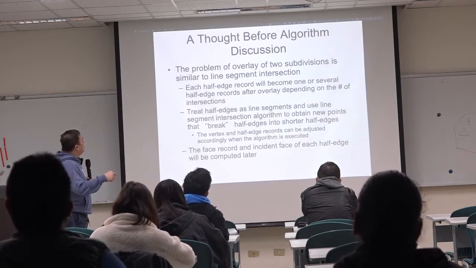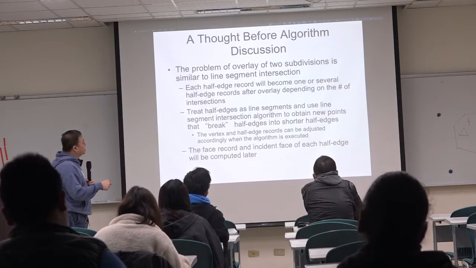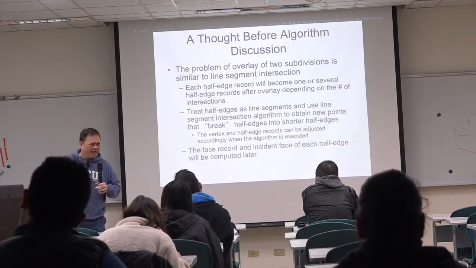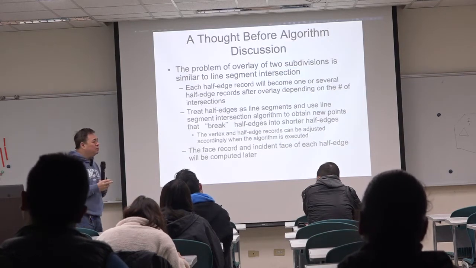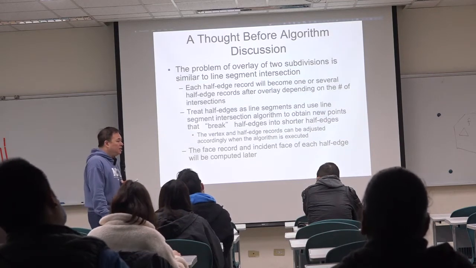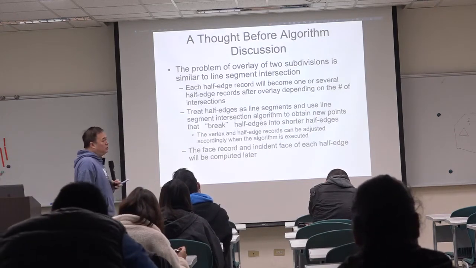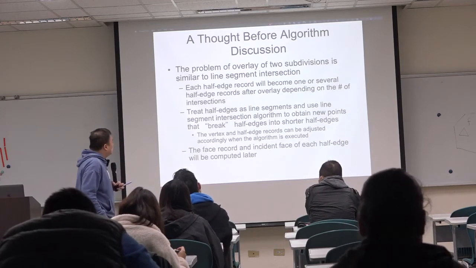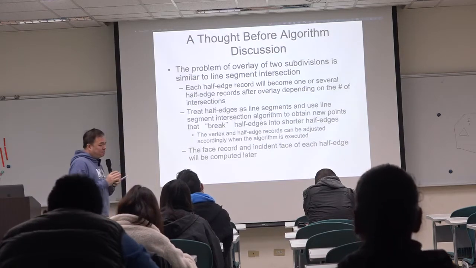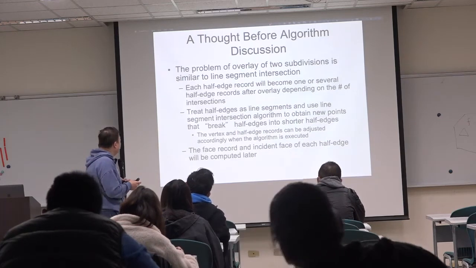So the problem of overlaying two subdivisions is similar to line segment intersection. But of course, it's not just that, because we also need to maintain the data structure. In addition to adding those intersection points as vertices, we also need to keep track and make sure that all the records are in good shape. So this is actually more complicated than we may think.